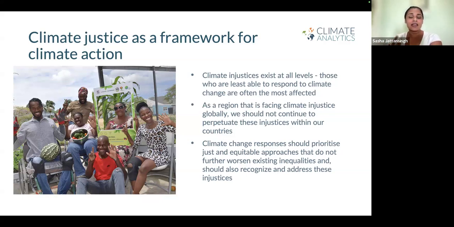And really and truly, any actions for climate change should not worsen existing inequalities and should really strive to recognize and address these injustices so we don't perpetuate the cycle of inequality and worsen climate vulnerability. Because climate change isn't going to go away and these impacts will be affecting people over and over. So it's how do we build resilience in the face of climate change?